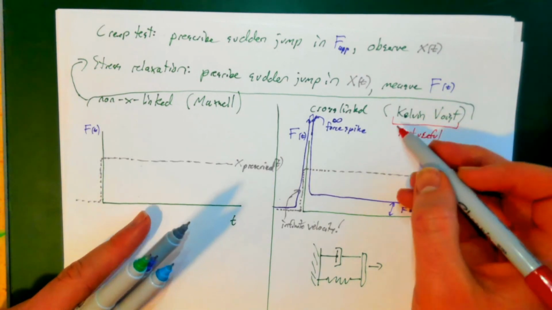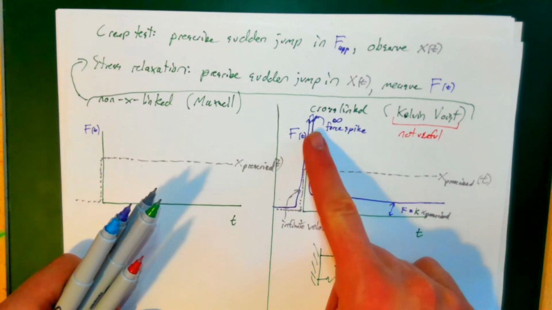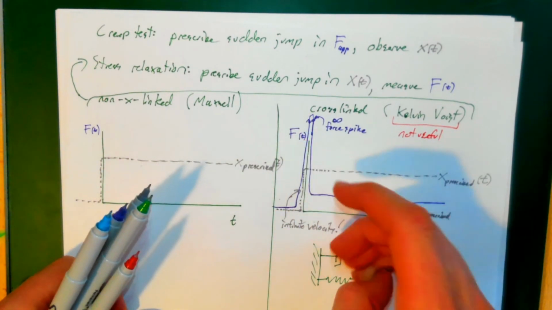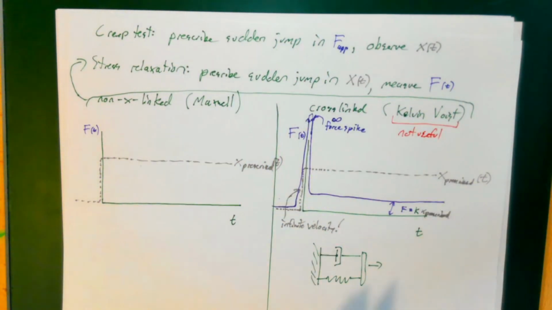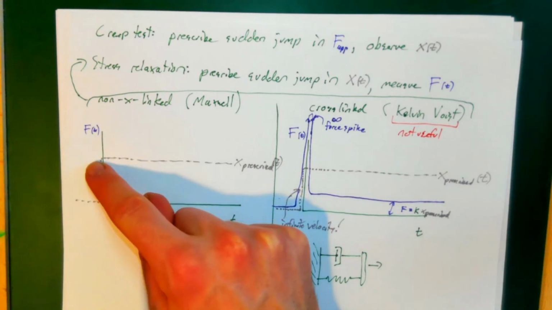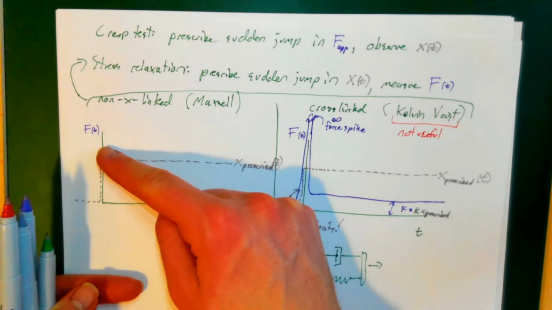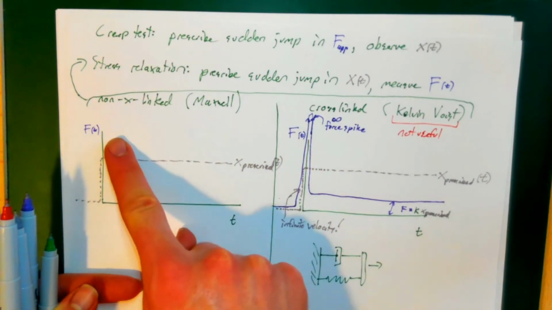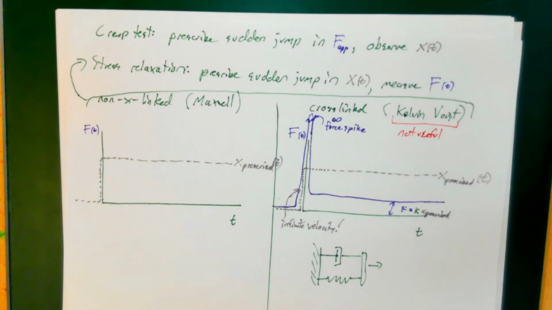Not super useful for characterizing Kelvin-Voigt materials, because essentially you can't measure anything about the viscous effect at all, because it's sort of making that entire thing happen in this infinite force spike. So just forget about it. Alternatively, we have this stress relaxation test for a Maxwell model, and that's actually a pretty good test.